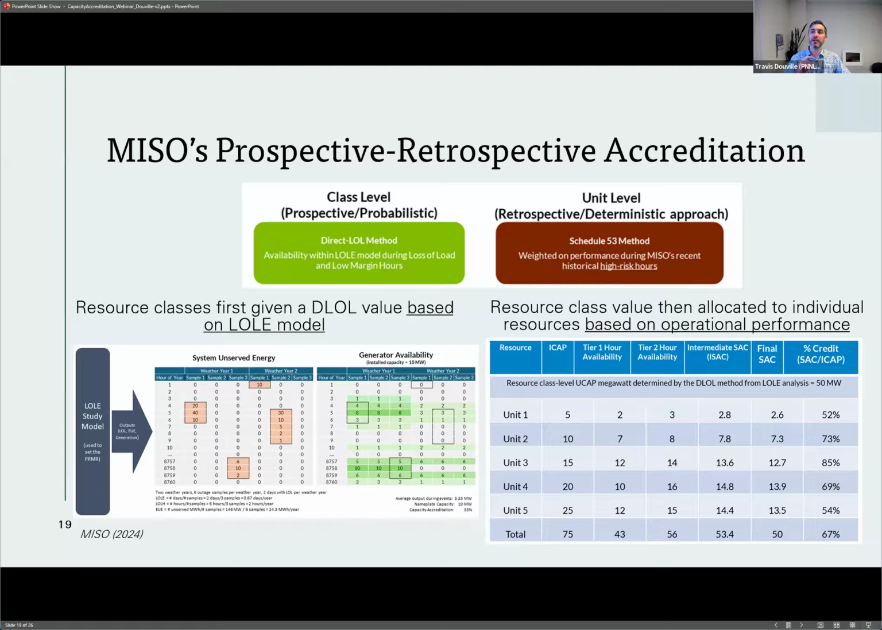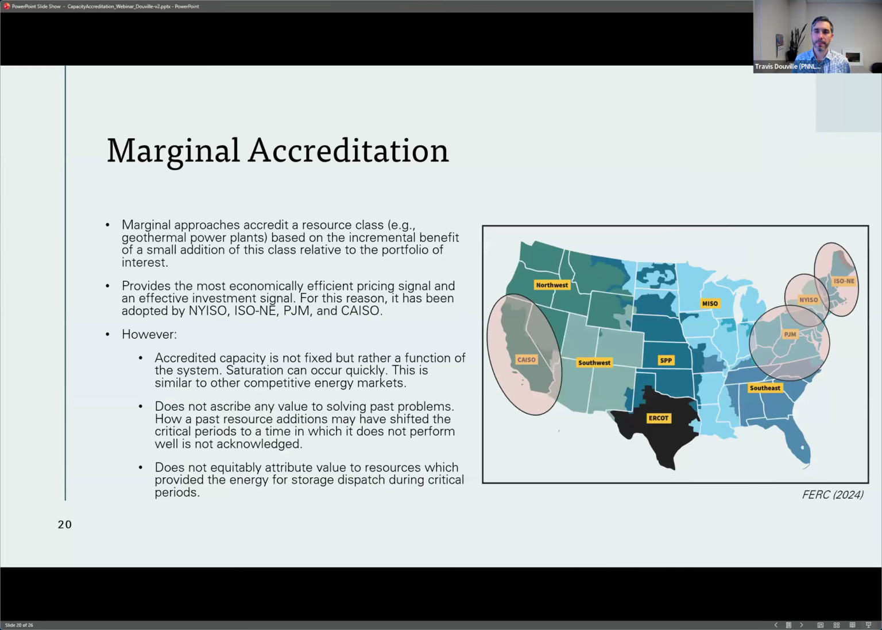Finally, the seasonal accredited capacity by plant is normalized so that the aggregates equate to the class level direct loss of load value, in this case, 50 megawatts in total. This method allows for individual plant performance to be acknowledged because not all plants within the same class are operated or maintained equally. The approach allows individual plants to be attributed based on the way they have been operated, which in turn sharpens the capacity calculation for the whole system.